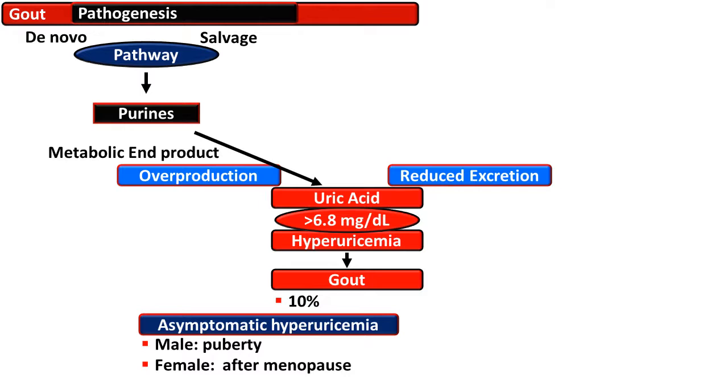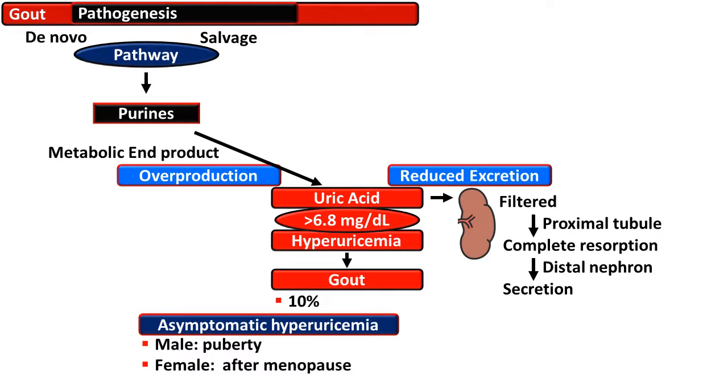Uric acid is the end product of purine metabolism. These purines are formed through two mechanisms. One is the de novo pathway and another is the salvage pathway. In the de novo pathway, the purine nucleotides are synthesized from non-purine precursors, while in the salvage pathway, the nucleotides are synthesized from free purine bases in the diet or those generated by purine nucleotide catabolism.